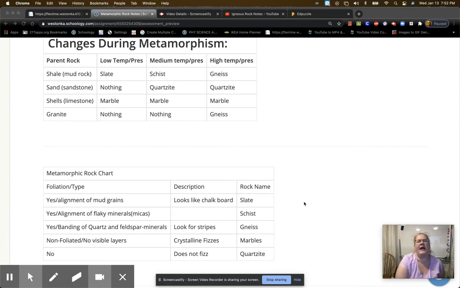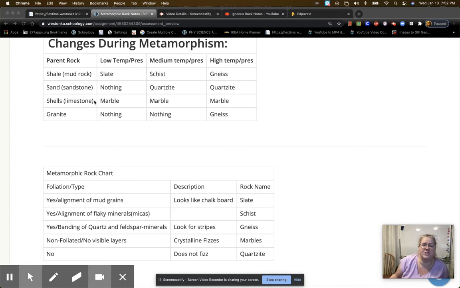So if I have a shale, that is a mud rock, that's the parent rock if we look up here. If I put it under low heat, it becomes slate. Under medium heat, it becomes schist. And under high heat and pressure, it becomes gneiss. Sandstone, interestingly enough, is sand that is cemented together, which is again a sedimentary rock. Nothing happens to it. It's still just sandstone if I put it under low temperature and low pressures. But the second I go to medium or high, it doesn't matter, it just goes to quartzite. So sandstone under medium or high heat or pressure becomes quartzite.